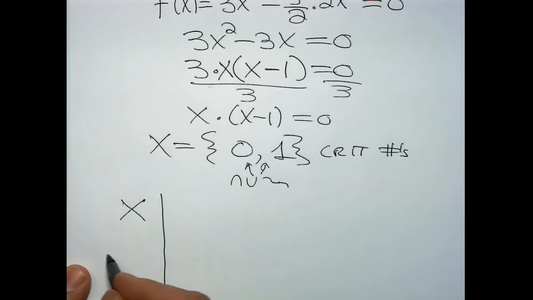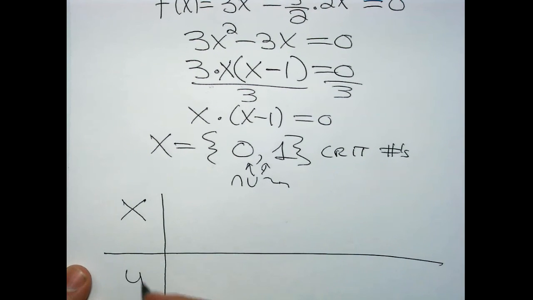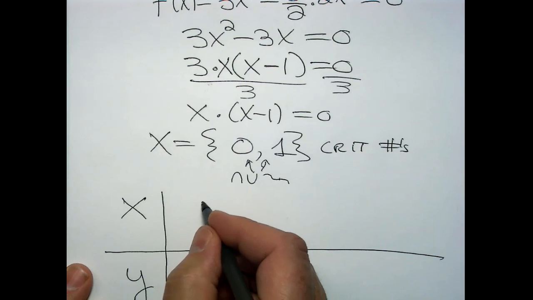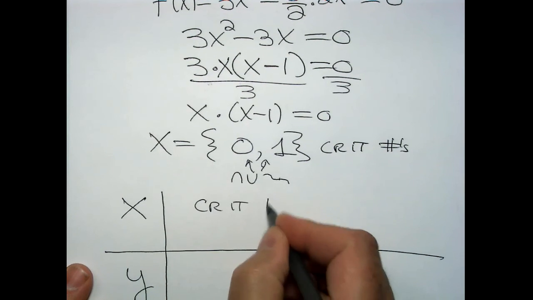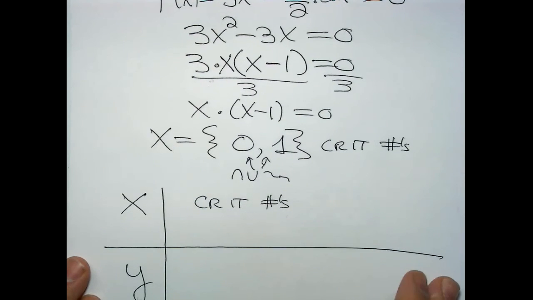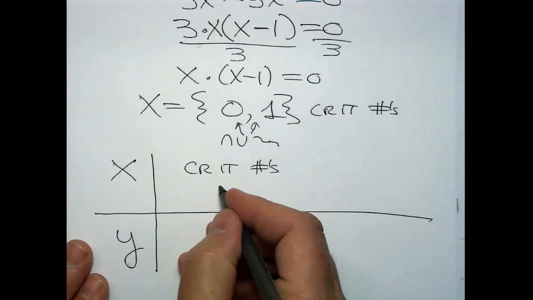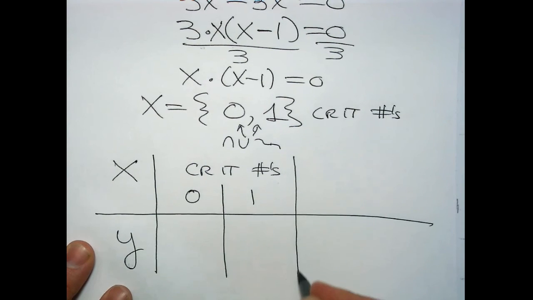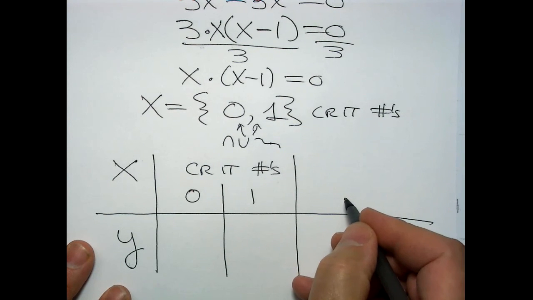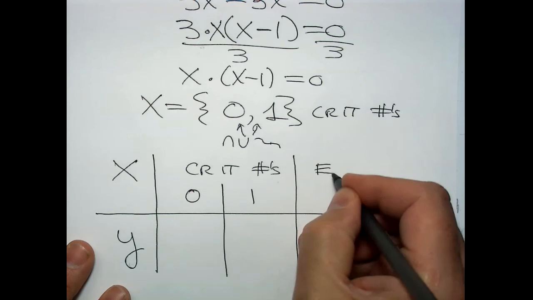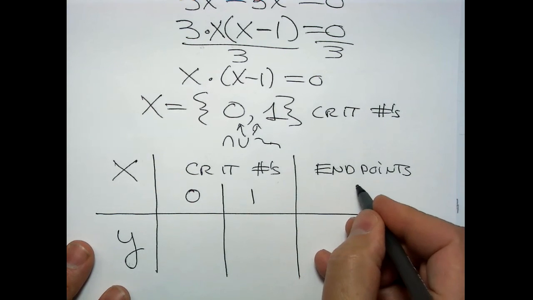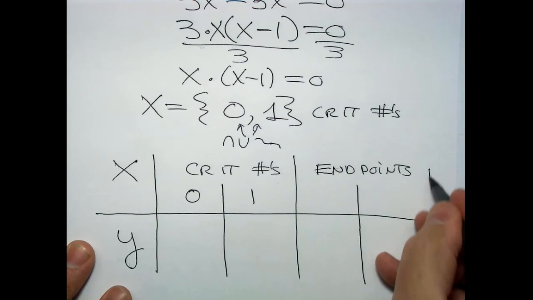A simple XY table will save the day on this problem. Now, what I need over here, I need the critical numbers, because critical numbers could possibly be the site of an absolute max or min. What do I need over here? I need the endpoints of my interval, because the endpoints are also potential sites of maxes and mins.